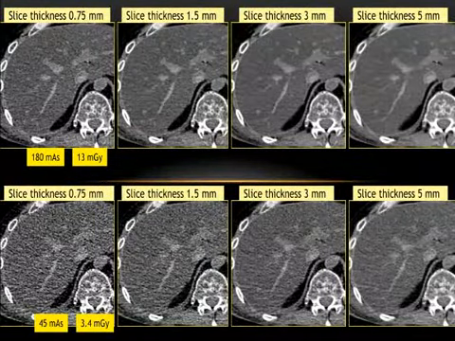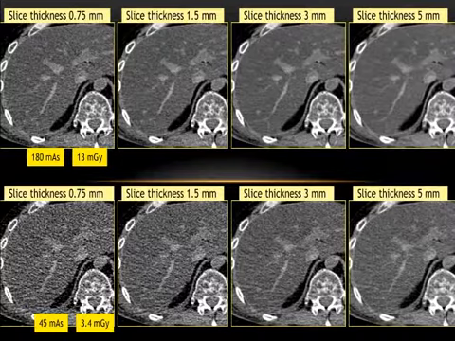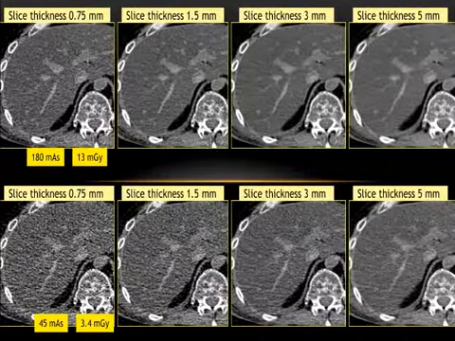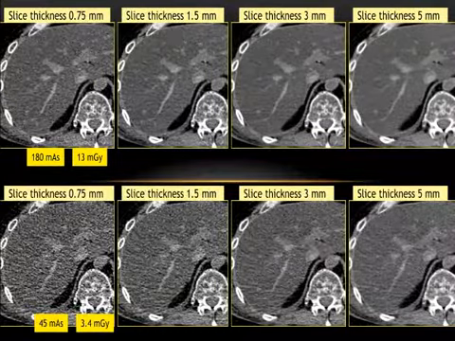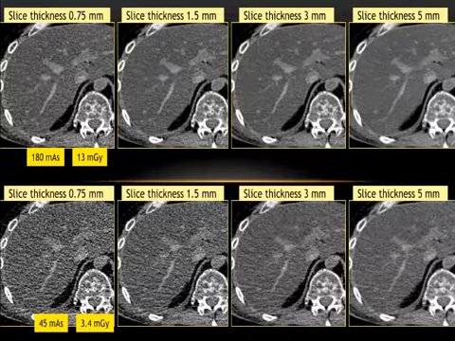In the abdomen, on the other hand, the effect is more profound. As you can see, at 180 mAs, 13 milligray, as you increase the slice thickness, you can see the noise drop down. But at lower dose, the noise drop is not that significant. It still is a very noisy image at 3 millimeter. At 5 millimeter, maybe less noise, but it's still noisier as compared to what you see up here.